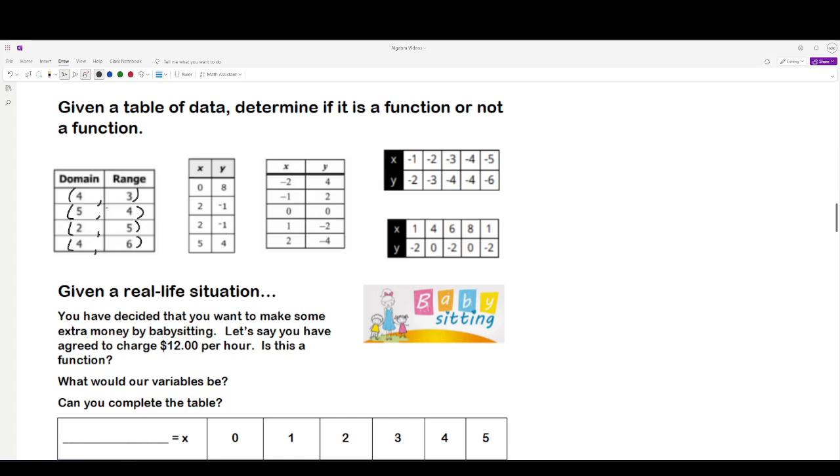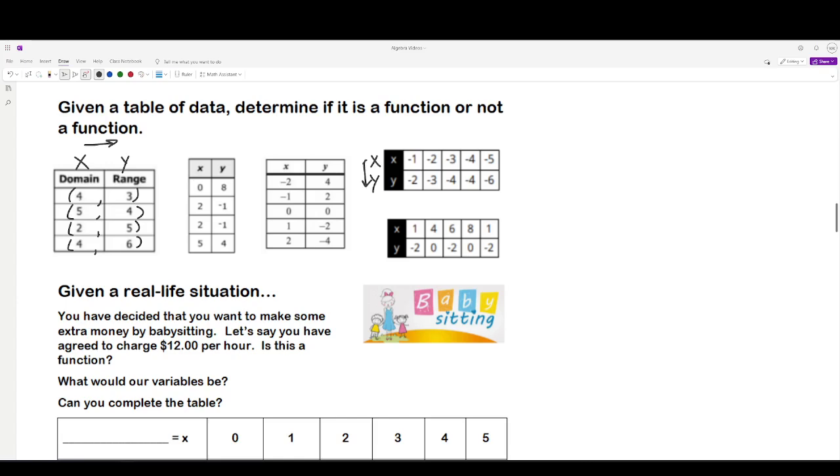When we write a table, the domain or the x values are always on the left or on the top, depending which way the table's going. If it's a vertical table, x is on the left. If it's horizontal, x is on top. It's just the order that we read in. So we read left to right, and we read top to bottom in the English language.